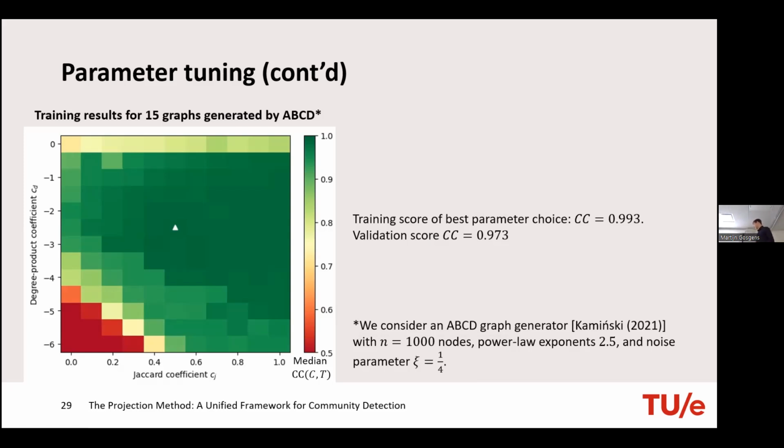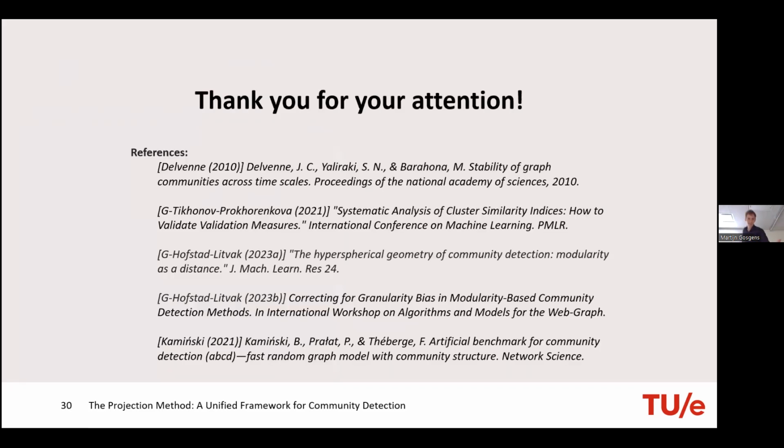And then we also generate 50 other graphs to actually validate how well it works. Here we trained it on this ABCD graph generator, which is supposed to give graphs that are realistic and that look like real world graphs. So we see here that we can use this whole framework to optimize a community detection method for a specific graph generator. And so with that, I would like to thank you for your attention.